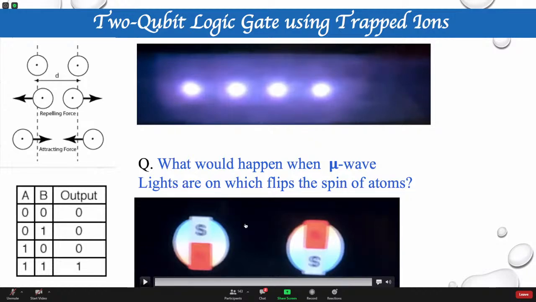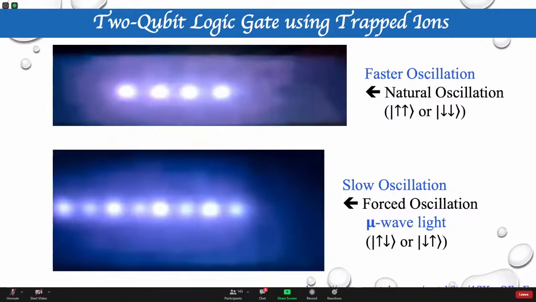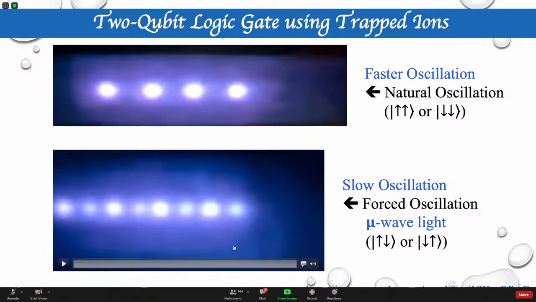Okay, so can we use this motional phenomenon to get a two-qubit system like an AND gate? As you know, for an AND gate, 0,0 is 0, 0,1 is 0, 1,0 is 0, and 1,1 is 1. So if you have the down spin 1,1, let's see whether we can see some different phenomena from the motions of the ions. If we flip the magnetic field at a frequency resonant to the attractive and repulsive forces, then you will get a much faster oscillation compared to the oscillation you see here.